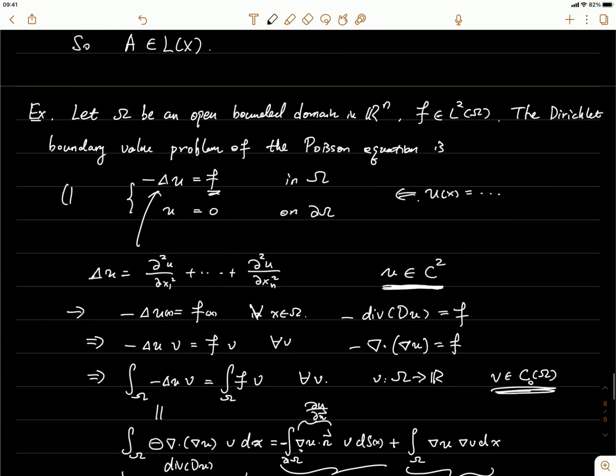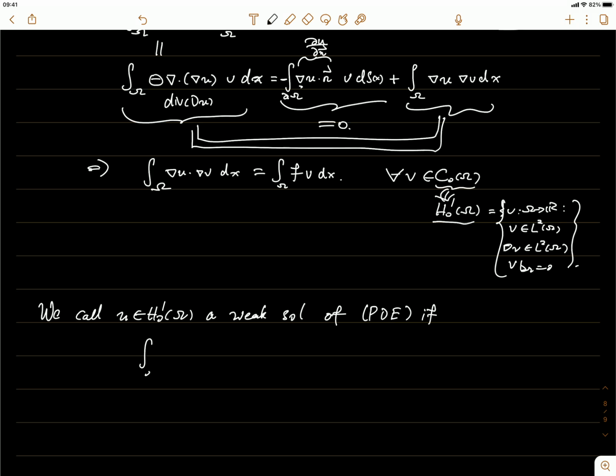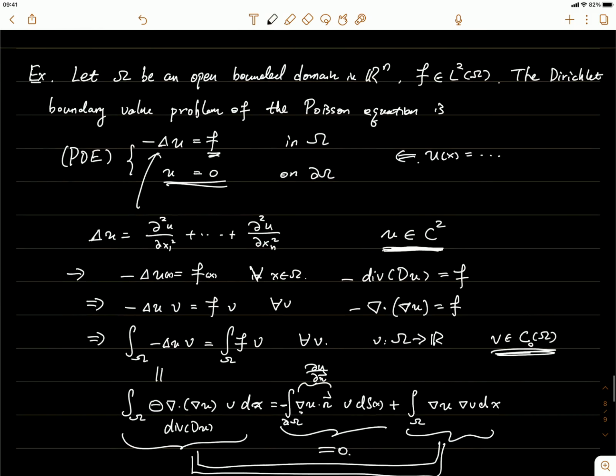A weak solution of the PDE, so that's the PDE including the boundary value. That's why we require this u to be 0 on the boundary. u is a weak solution of the PDE if the integral of du dv dx is equal to the integral of fv dx for any v in H01 omega. Okay, so we call this the weak solution. And sometimes it's also called generalized solution. And this is in comparison to the C2 solution for this original problem.